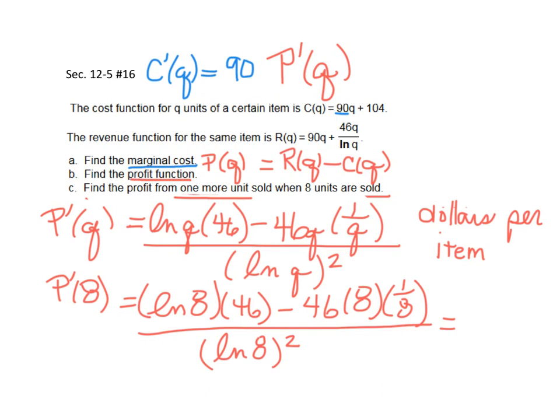So, getting started, we know that 8 times 1/8 is 1. We can just kind of forget about that. When we multiply the natural log of 8 times 46 and then subtract 46, we get approximately 49.65. We're going to divide that by the natural log of 8 squared.